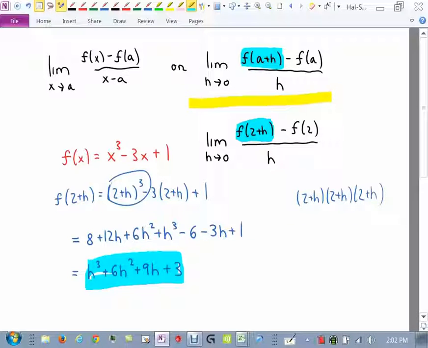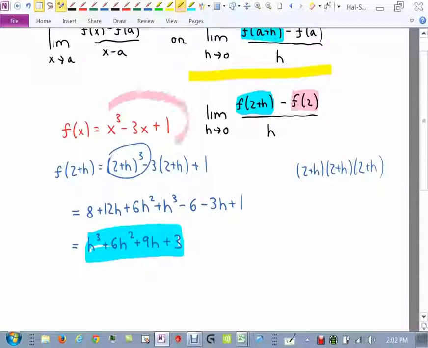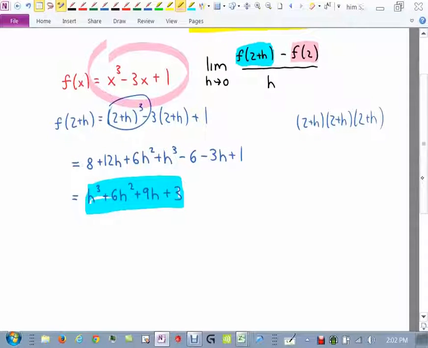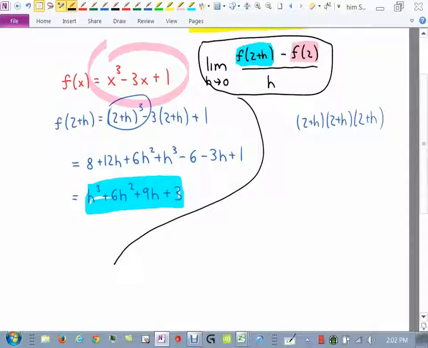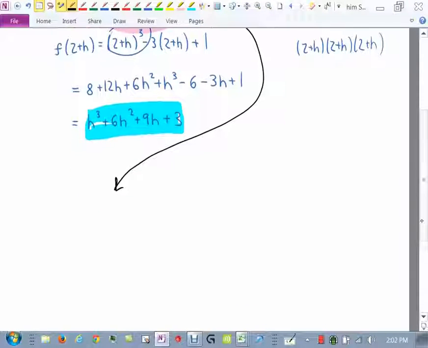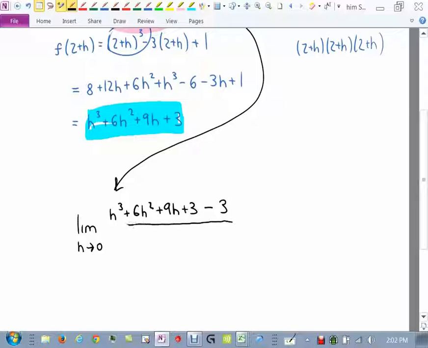The top right corner is f of 2. We already know f of 2 came out to be 3. We did that in the previous problem. Or you can just plug it in right here. Plug 2 in. So let me take this now. I'm ready to take that and see what I get. All right, limit as h approaches 0 of the top left, which was h cubed plus 6h squared plus 9h plus 3. Then I subtract from that f of 2, which we know is 3. And then I divide by h.